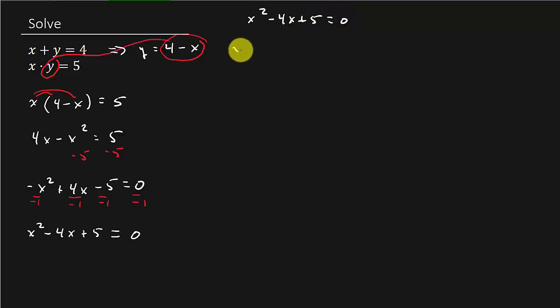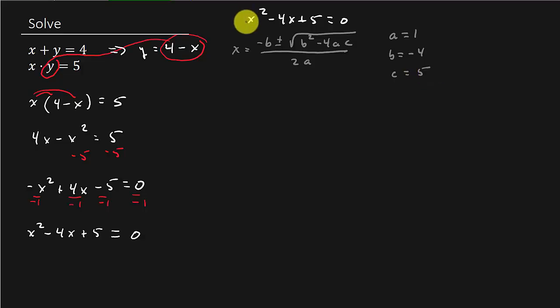All right, and so the quadratic formula, let me write that in a different color. You know the quadratic formula is x is negative b plus or minus the square root of b squared minus 4ac, all over 2a. So in this case, you can see a is equal to 1, b is equal to negative 4, and c is equal to 5. A is the number in front of x squared, b is the number in front of x, and c is your constant here. All right, so plug it in.